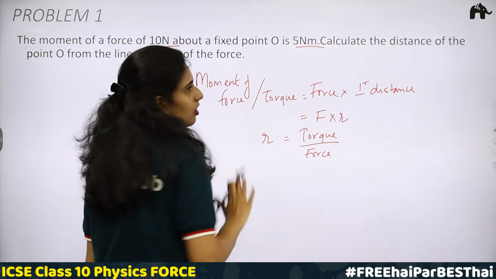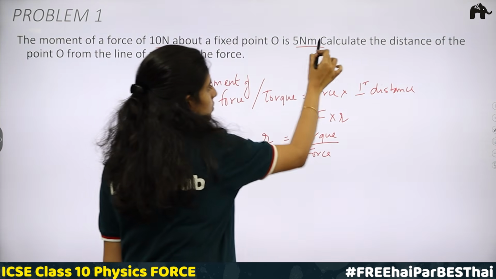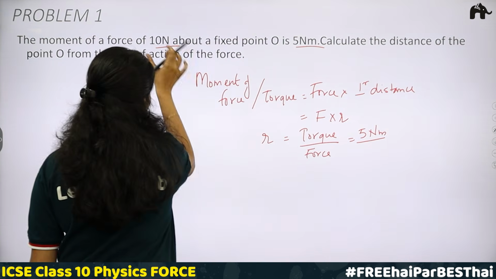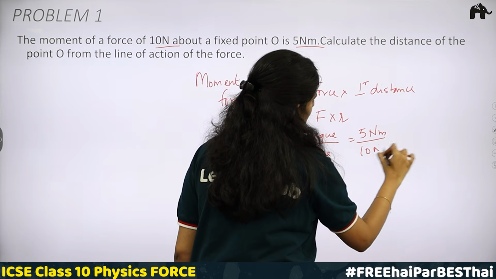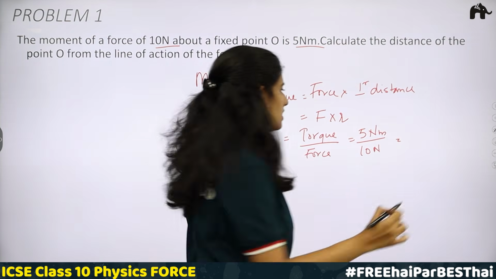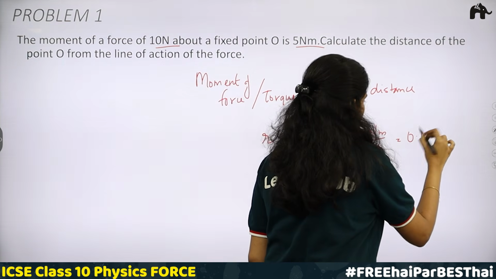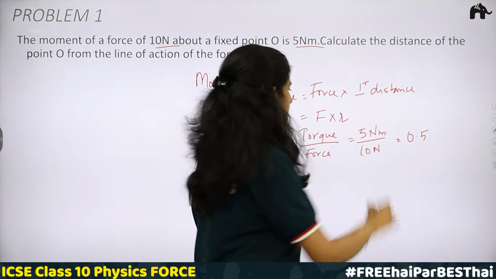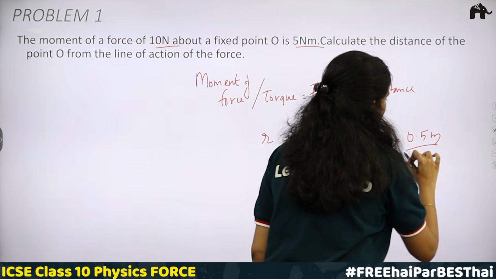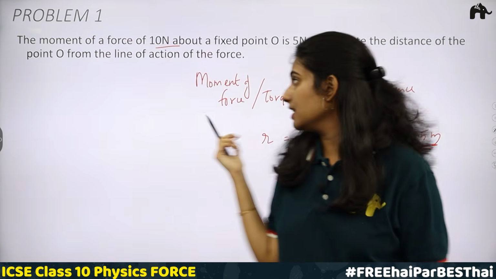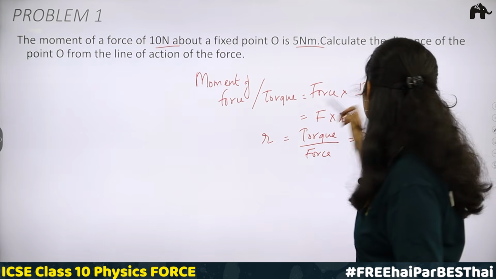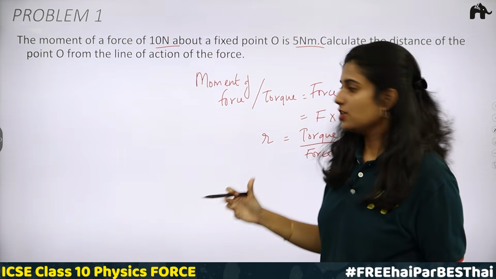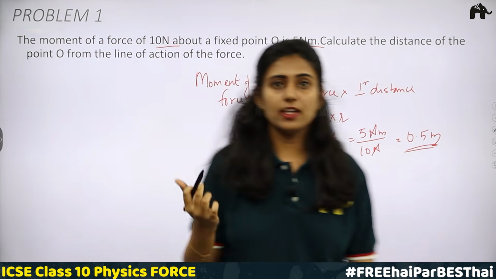Okay, what is the torque here? Torque is given as 5 Newton meter, divided by the force. Force is 10 Newton. 5 divided by 10 is 0.5. Newton and Newton get cancelled and the unit of distance is meter. Therefore, the perpendicular distance, that is the distance of the point O from the line of action of force, will be equal to 0.5 meter.